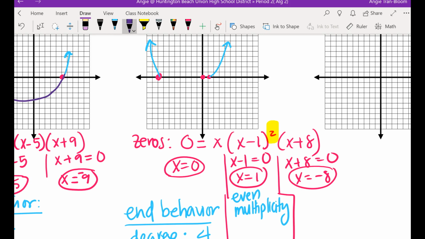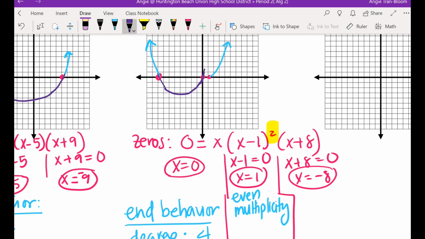Now, our next task is to decide. At negative 8, should I bounce or should I cross? Cross is right. So I cross. At 0, what do you do? Okay, so remember you're going to connect that with a 0, right? Like that. At 0, do I cross or do I bounce? Doesn't that have a multiplicity of odd or even? Odd. There's only one of them. So do I cross or bounce? Cross. Okay, so I'm going to cross.